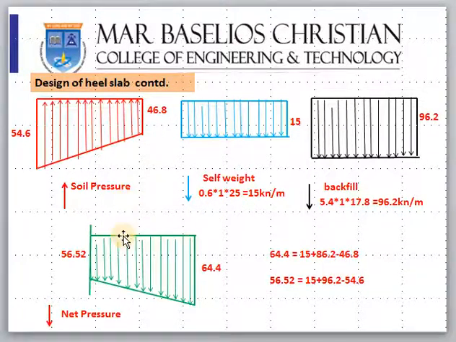So this is acting down, this is acting up. What will be the effective pressure? On this side, 96.2 plus 15, both acting downward, minus 54.6 acting upward, gives you 56.6. On this side, 15 plus 96.2 acting downward, minus 46.8 acting upward, so it comes to 64.4. So the net pressure diagram will be like this.